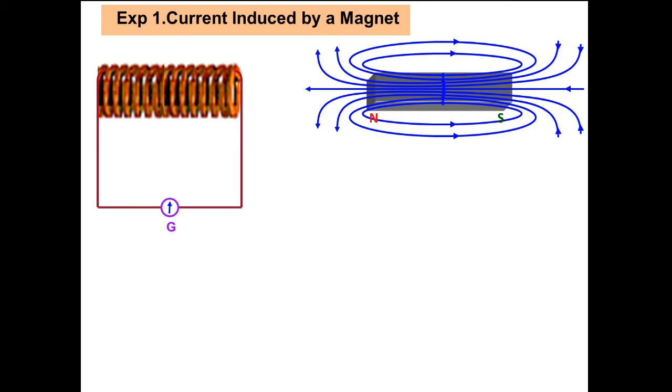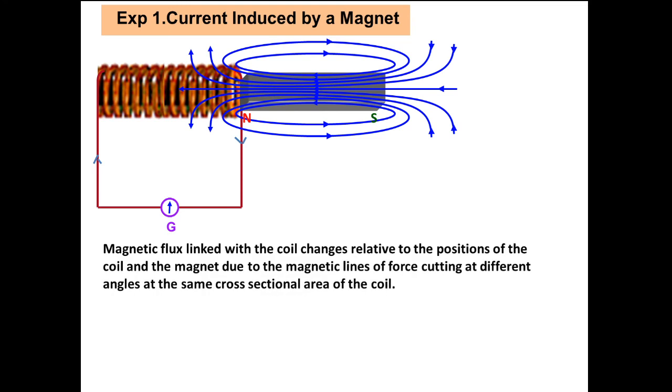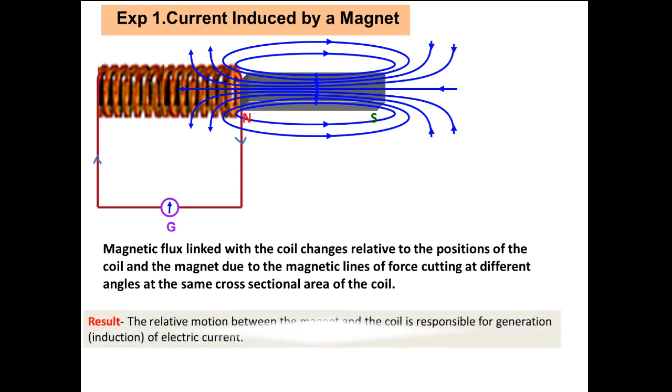Once again we can see the deflection in the galvanometer. Thus we can say the magnetic flux linked with the coil changes relative to the position of the coil and the magnet. So an EMF is induced. So it is the relative motion between the magnet and the coil which is responsible for generation or induction of electric current.